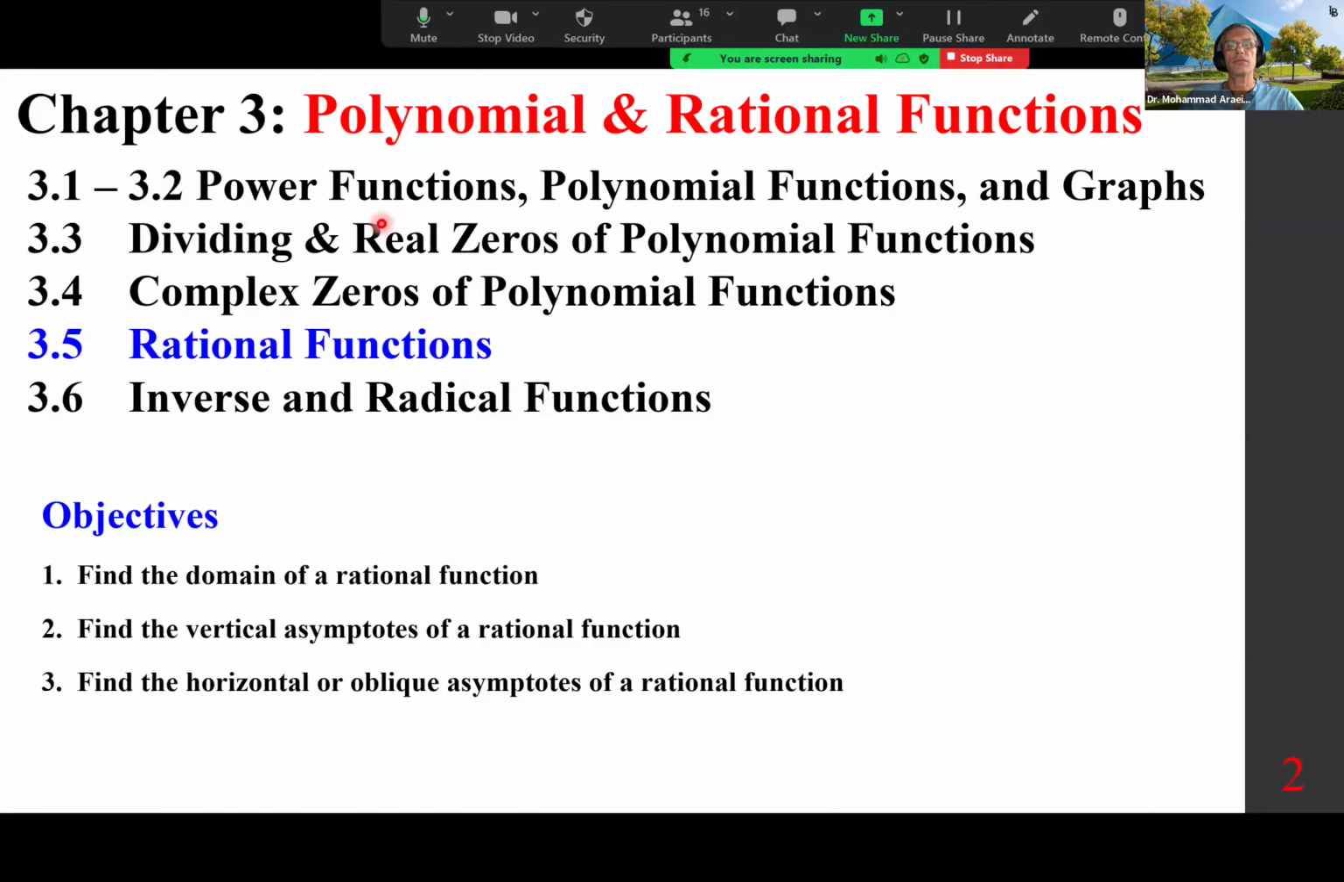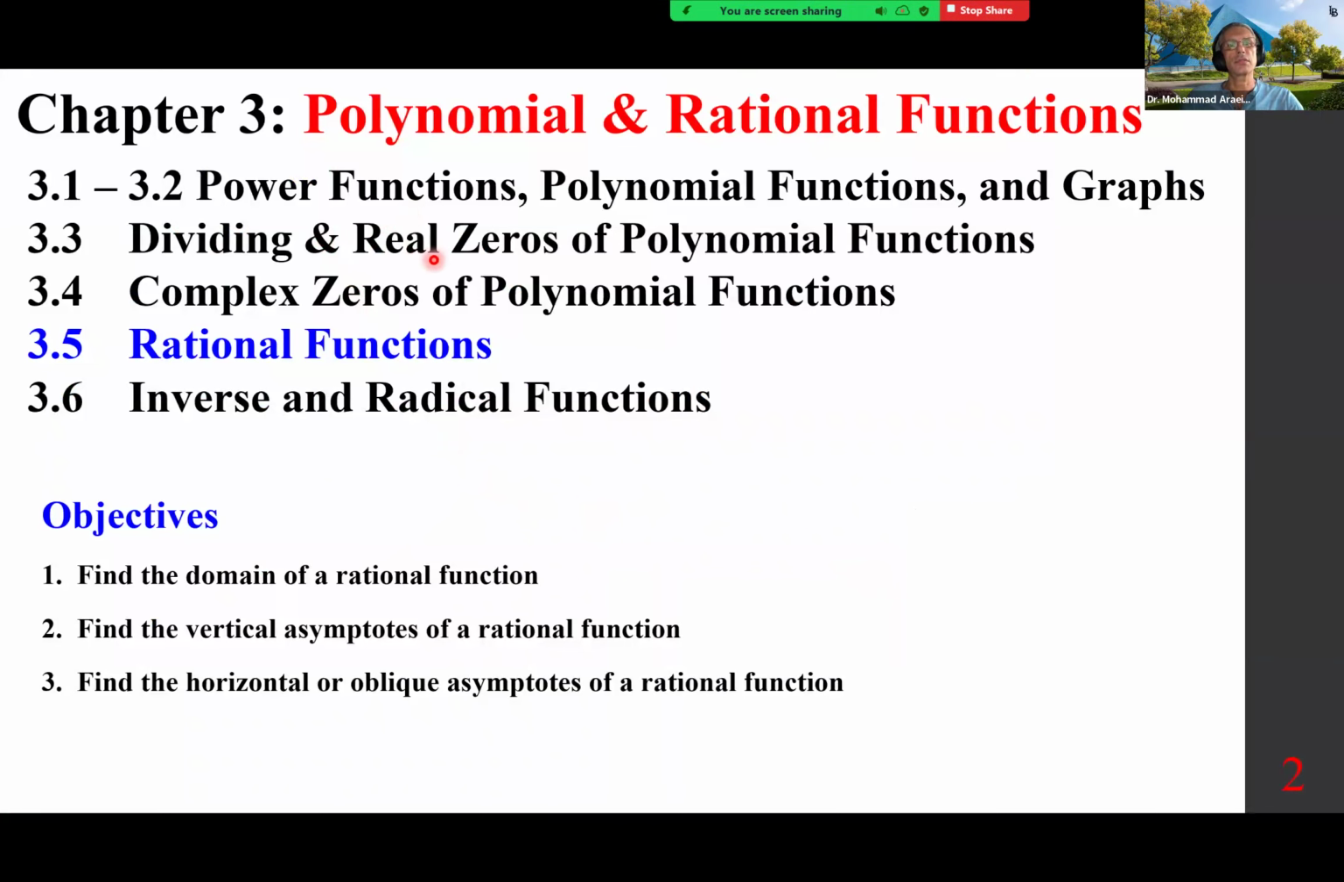So we covered power functions, polynomial functions and graphs, dividing and real zeros of polynomials, complex zeros, and now rational functions. The objectives are to find the domain of a rational function, to find the vertical asymptotes of a rational function, and horizontal or oblique asymptotes.